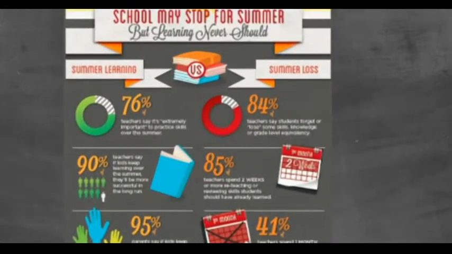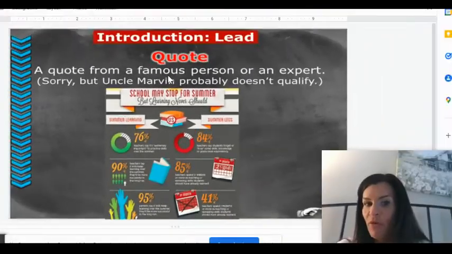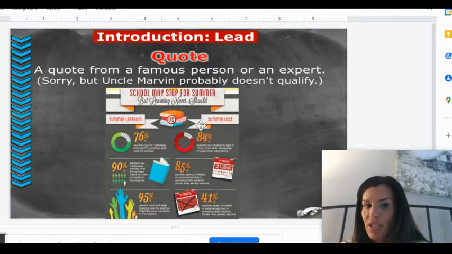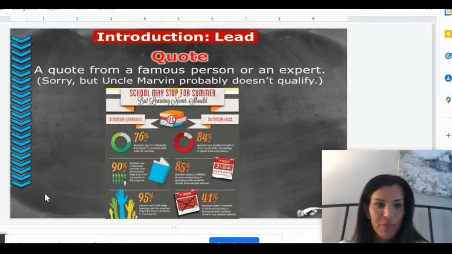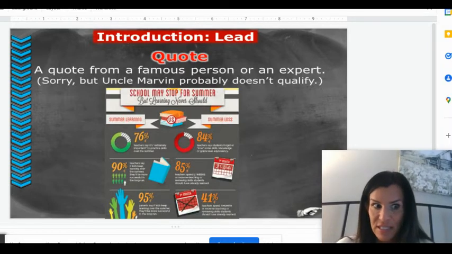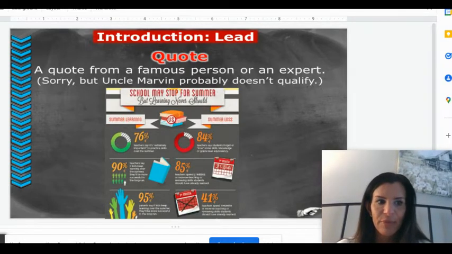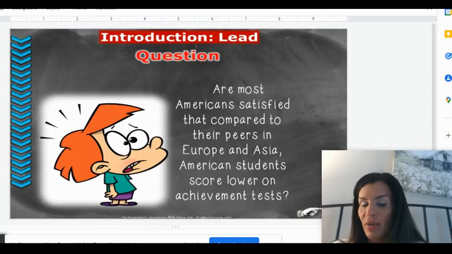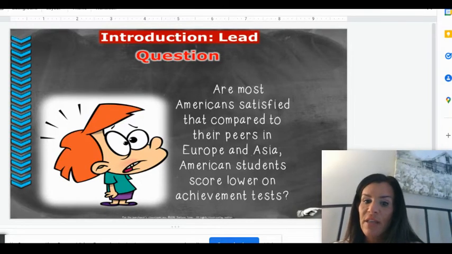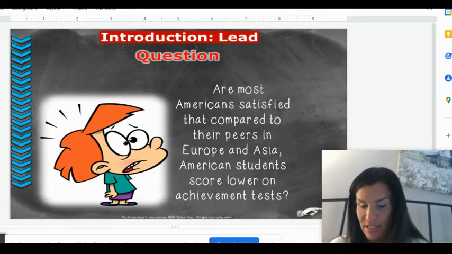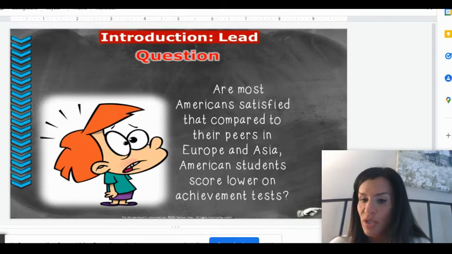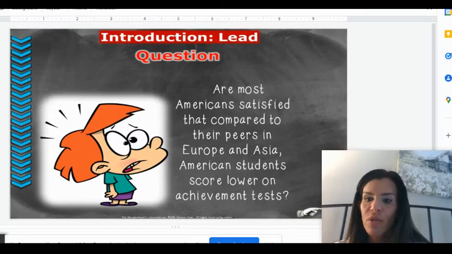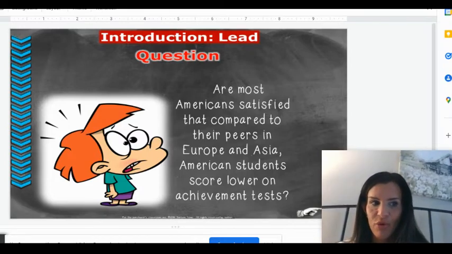And then, of course, some type of quote. So a quote from a famous person or an expert, okay? So here's where you could use some quotes that would be very engaging as well. And a lot of times you'll see statistics here as well, as you can see in the example. A question, okay? Are most Americans satisfied that compared to their peers in Europe and Asia, American students score lower on achievement tests? So this is where you could just come up with your own question about technology. Is it useful or harmful? But of course, make it more exciting than that, because you want to be more creative.